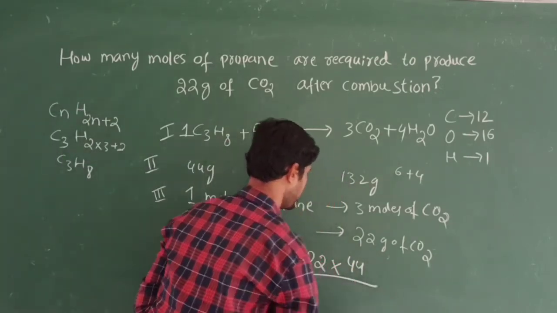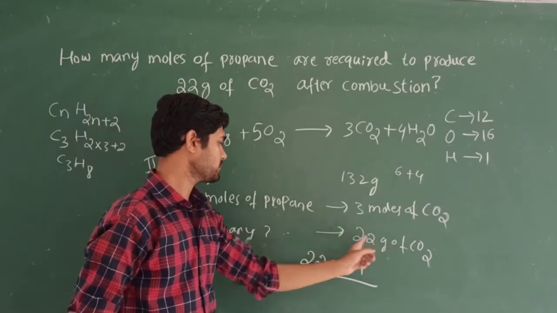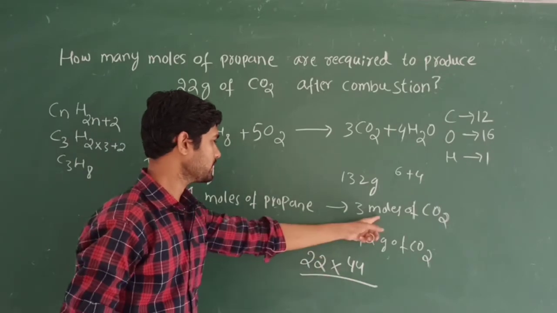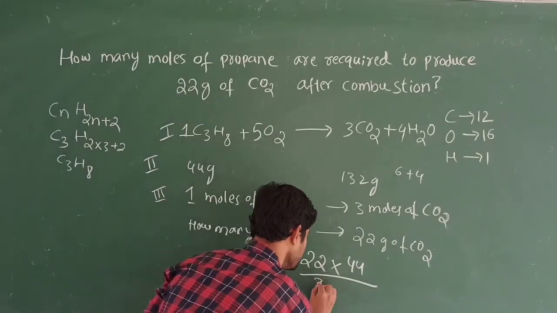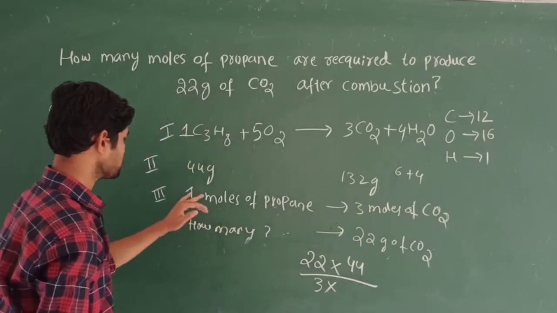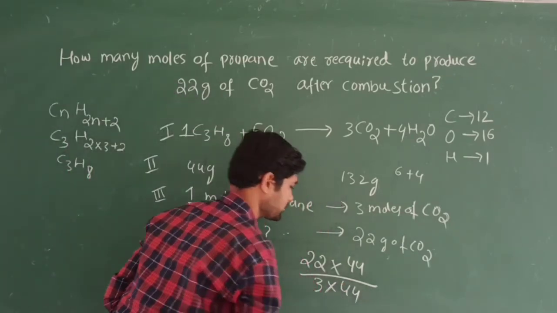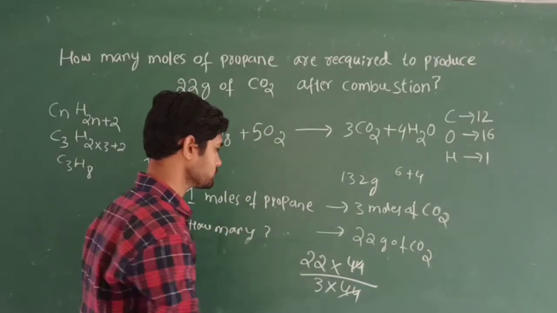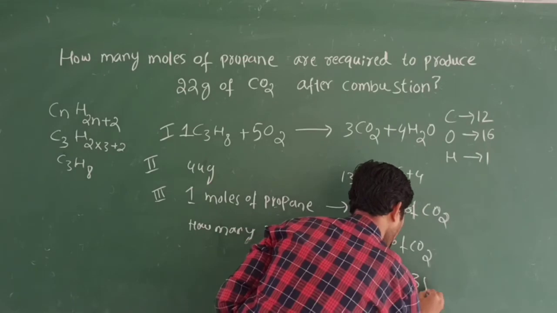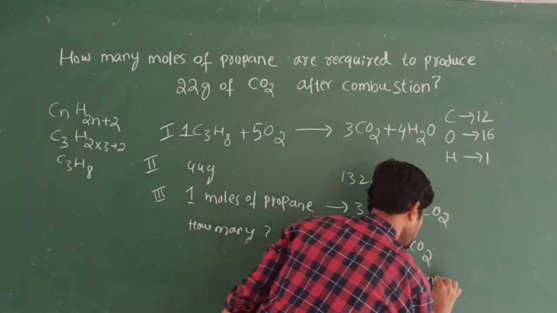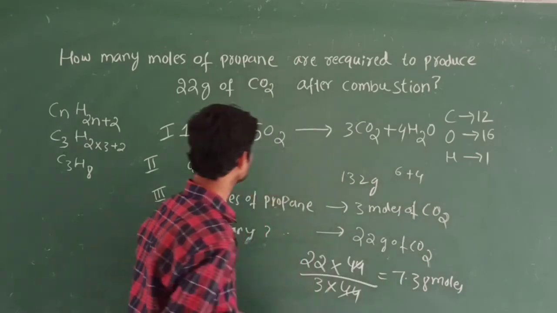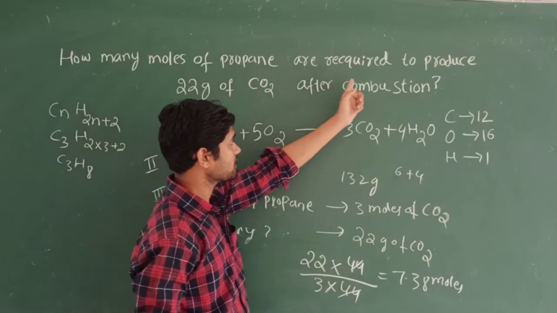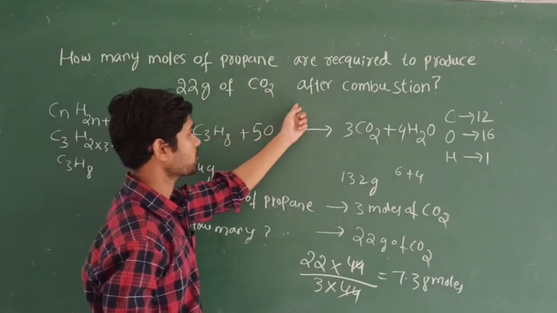44 gram of carbon dioxide, because 22 gram of carbon dioxide into 1 mole of propane, divided by 44 gram into 3 moles of carbon dioxide. That is 3 into, what is the carbon dioxide here? That is 44. So we should calculate this one. After this calculation, we are going to get the value as 7.38 moles. So 7.38 moles of propane is required to produce 22 gram of carbon dioxide after combustion.